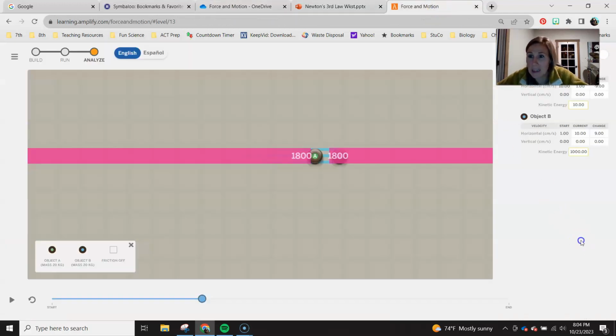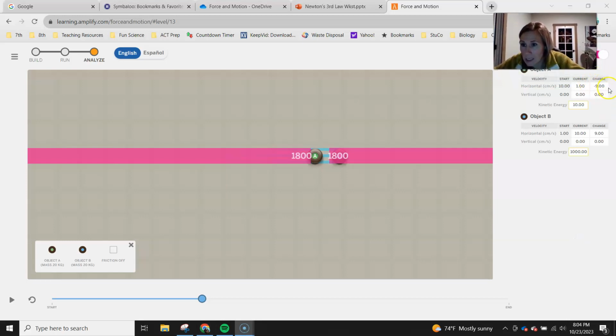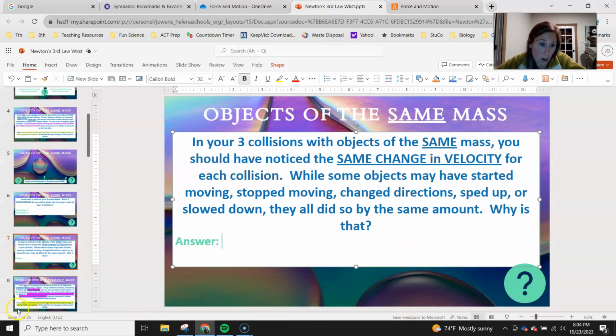Again, when I say change in velocity, I'm not meaning they do the same thing. But if I look at my sim again and look at the change in velocity, okay, this one slowed down by 9, this one sped up by 9. So even though they're not doing the same thing after the collision, they still had the same change in velocity. Okay, so answer that question here.